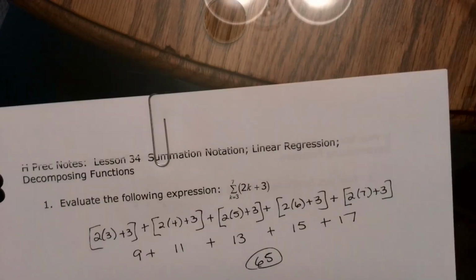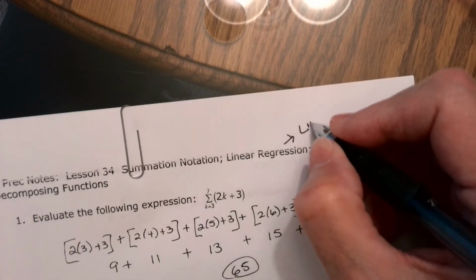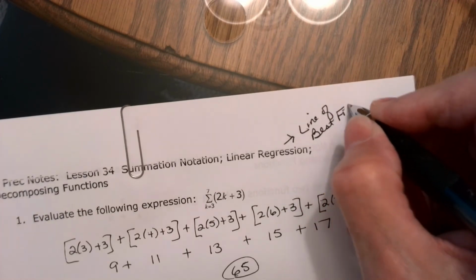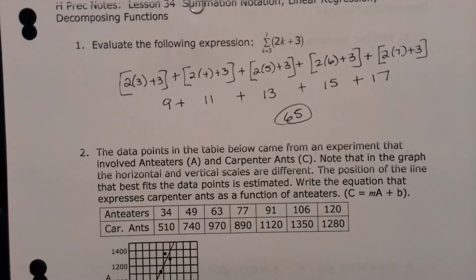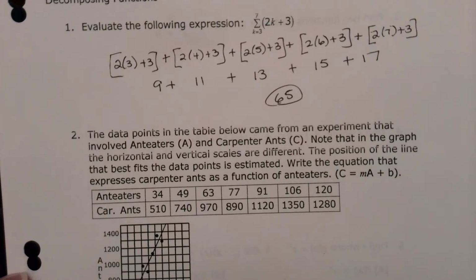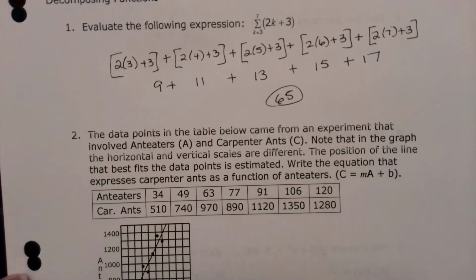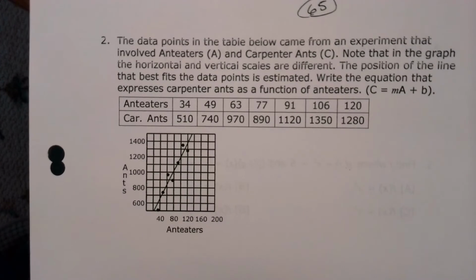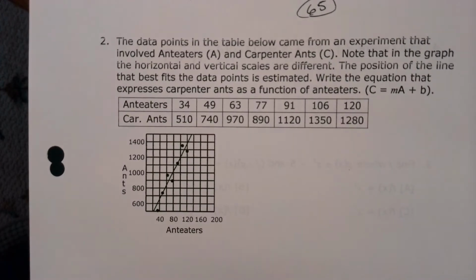Linear regression is the same thing as finding the line of best fit. Those mean the same thing. Okay, so it says the data points in the table below came from an experiment that involved anteaters and carpenter ants. Note that in the graph, the horizontal and vertical scales are different. The position of the line that best fits the data points is estimated. They're saying they've already drawn it on there. Now, it won't be long before you'll be drawing your own line. Write the equation that expresses carpenter ants as a function of anteaters.